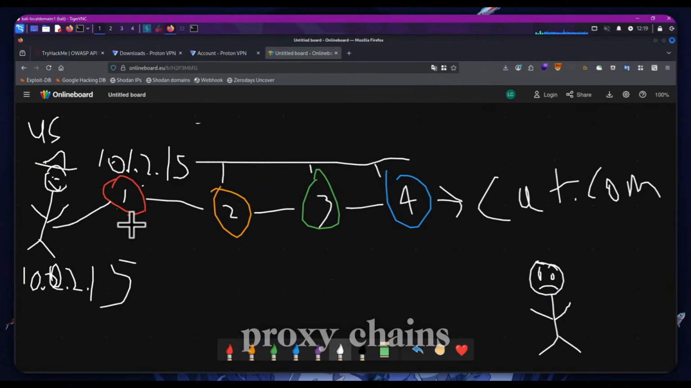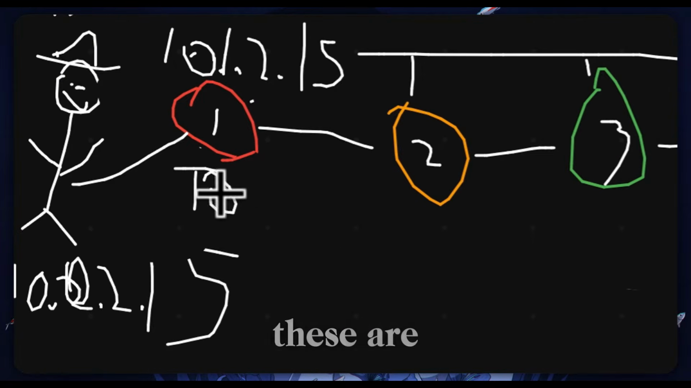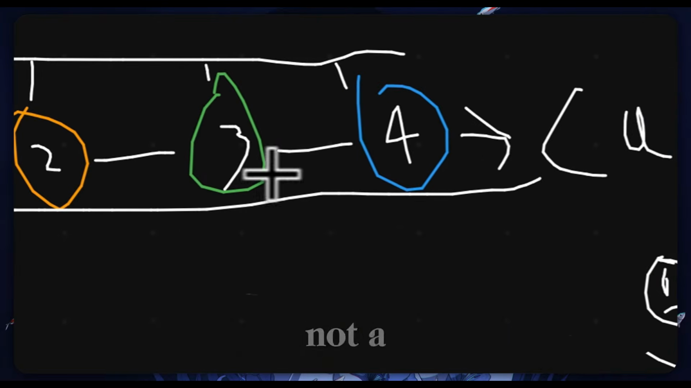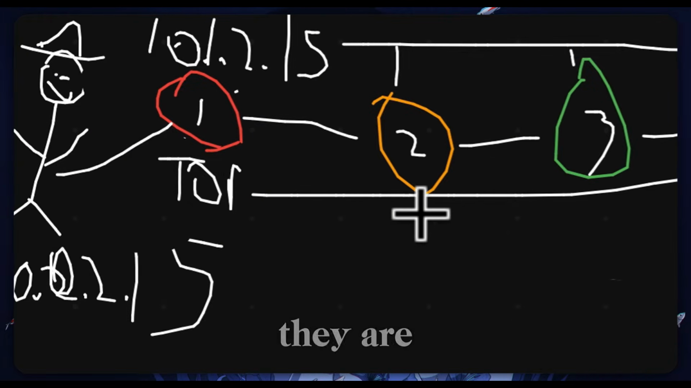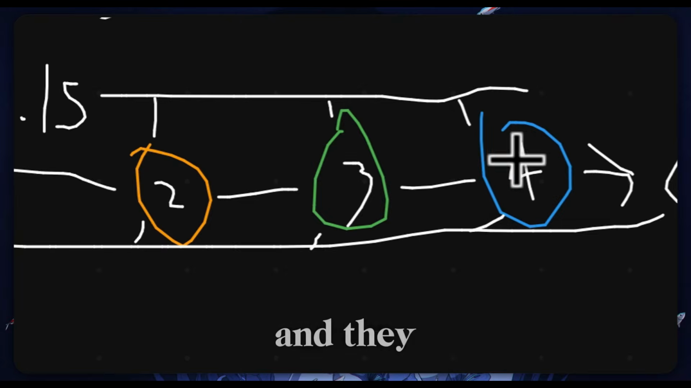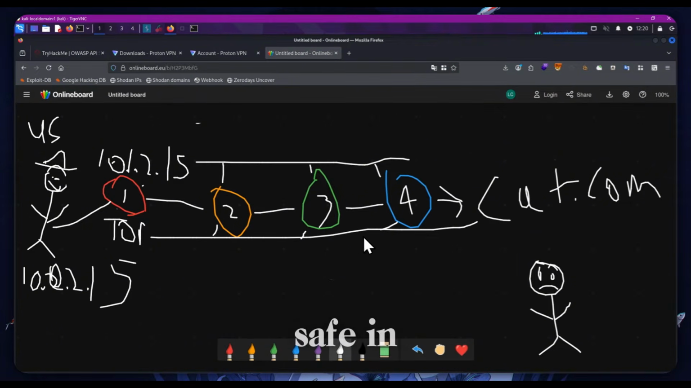So through proxy chains, it is now going through Tor nodes. All of these are Tor volunteers. They're not a proxy server. They are all volunteers on the Tor network, and they allow us to circumvent. Journalists will use it to keep safe in countries with, maybe, high government surveillance and things like that.